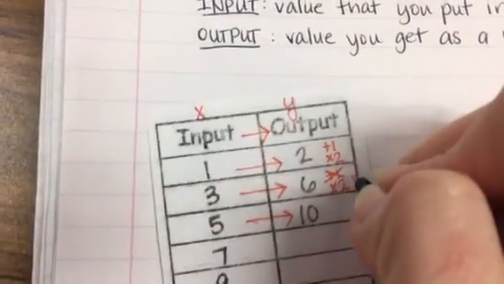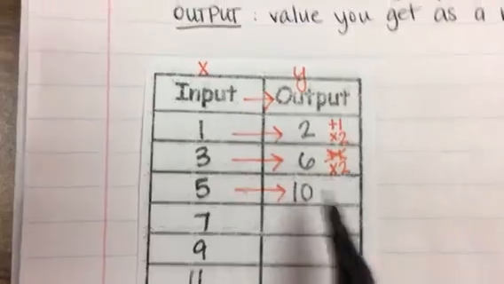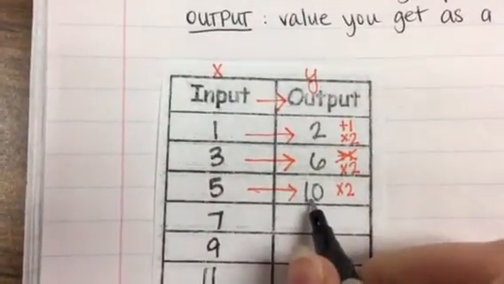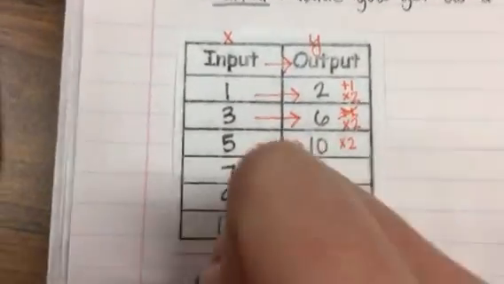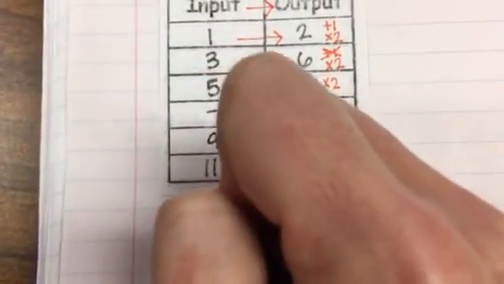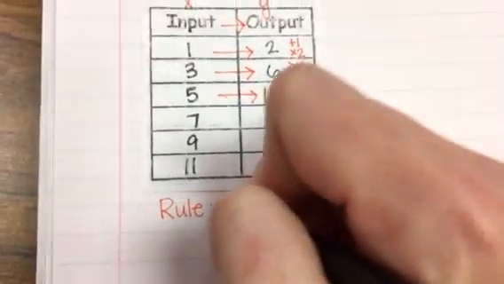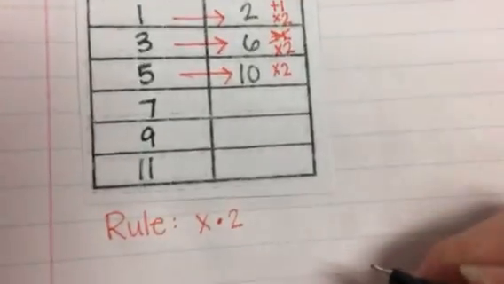We already know that it can't be plus 1, and if we check that one, then we see that 5 plus 1 would not be 10. But if I do times 2, does 5 times 2 give me 10? It does. So that means that the function rule, so we're going to come down here and write the rule for this function, is that we take our x and we multiply it by 2.